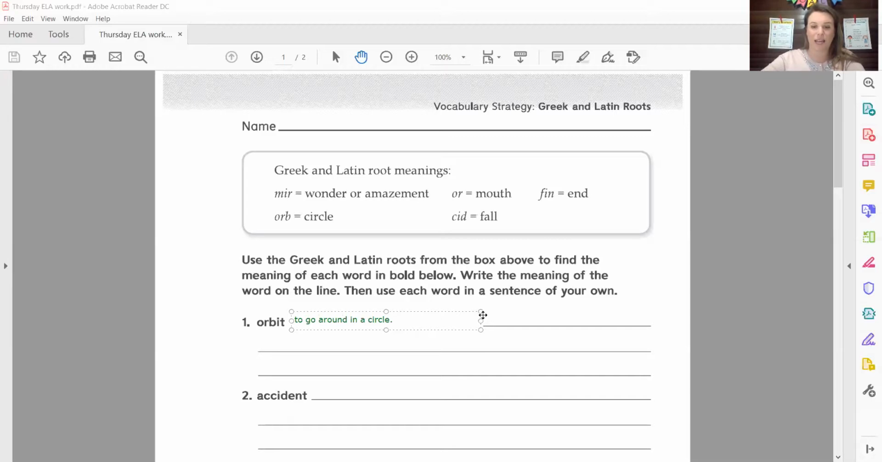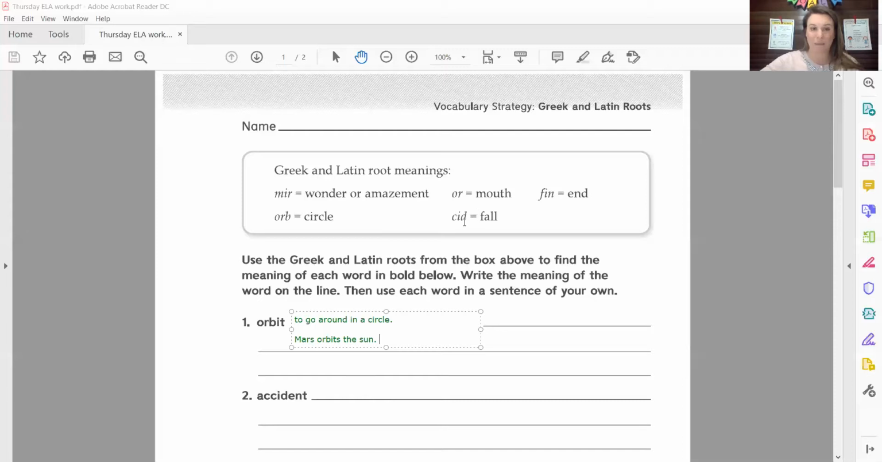And I also had to use it in a sentence. So I'm going to put it down here. In a sentence, Mars, I'm going to use Mars. And what does Mars orbit? Mars orbits the sun. It goes around the sun in a circle. There you go.